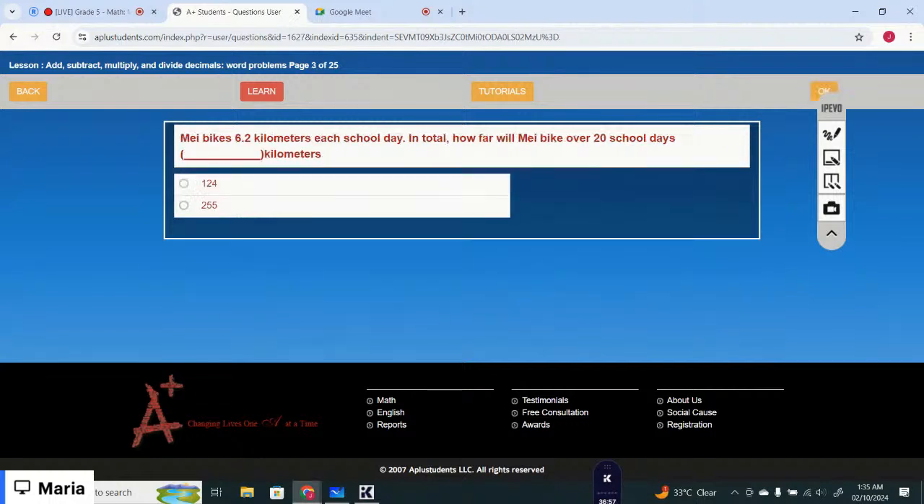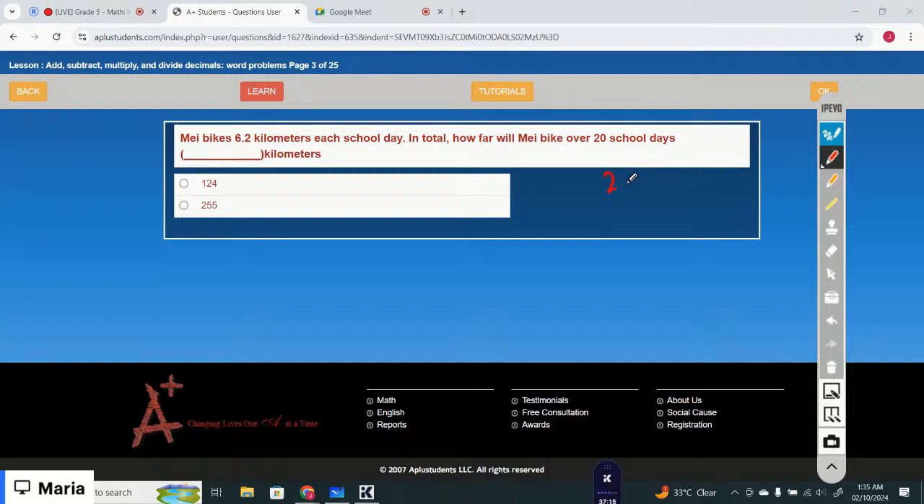May bikes 6.2 kilometers to school each day. In 20 days in total, how far will May bike over 20 school days? So he did 6.2 kilometers. You have to calculate how much he did in 20 days. So you have to do 6.2 times 20.